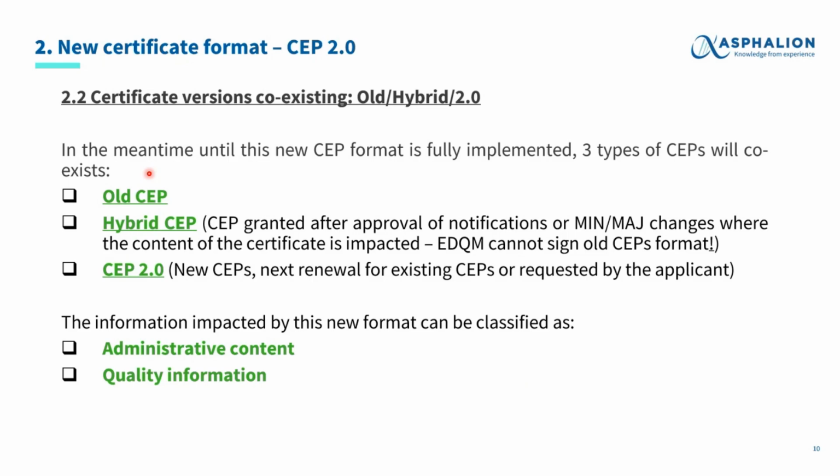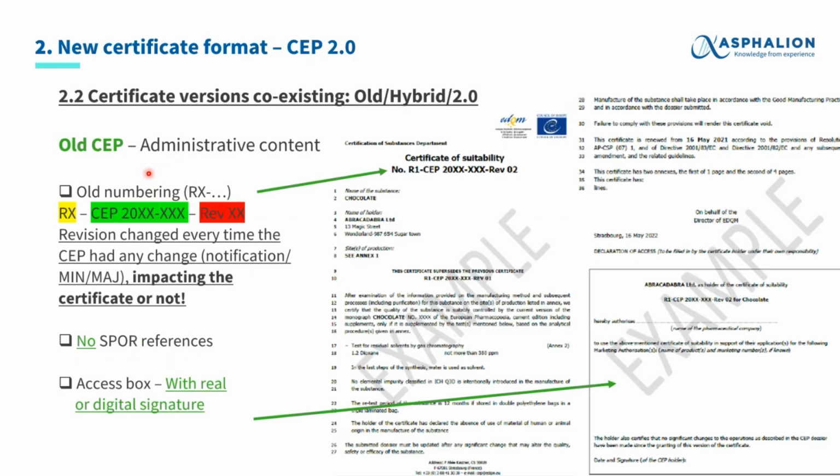So in order to check all of these changes that we are going to talk about in the next slides, we are going to separate the content into administrative content of the certificate itself and the quality information, for the sake of clarity. So first of all are the old CEPs with the administrative content. The administrative content that we are going to talk about is first the numbering of the CEP. This is the number that we have been working with all these past years, that has these parts in the numbering.